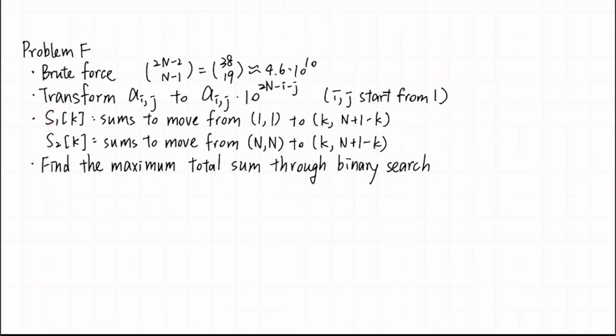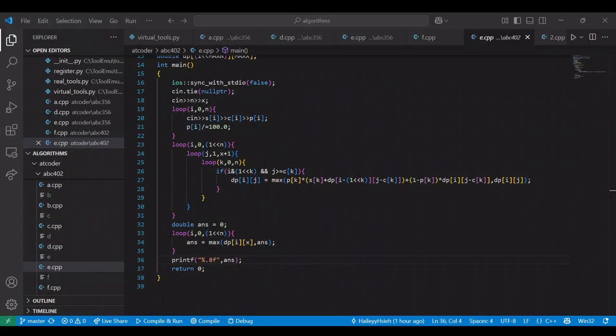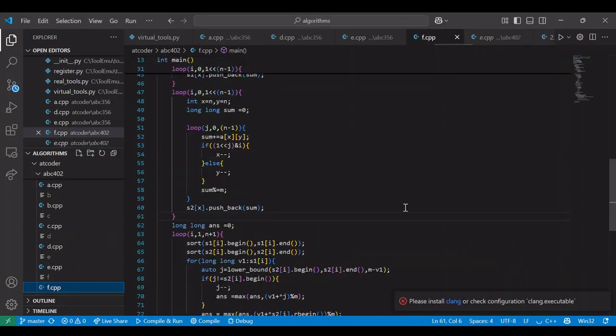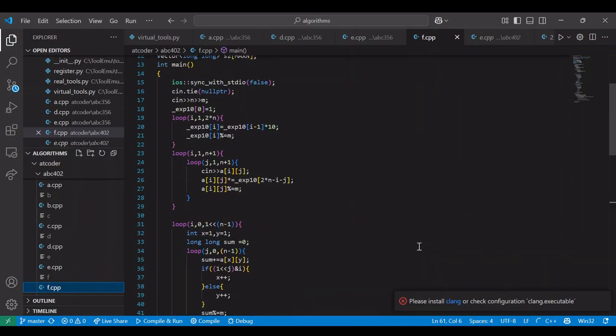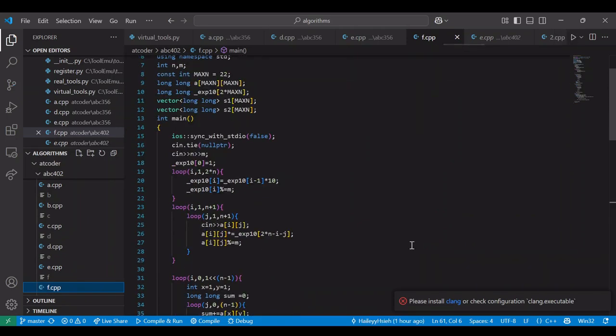And so after we have the two separate arrays, one moving from the start to the middle and the other from the end to the middle, we can find the maximum total sum through binary search. And we can look specifically at how to do this in the code. And so this is what I did in my code.